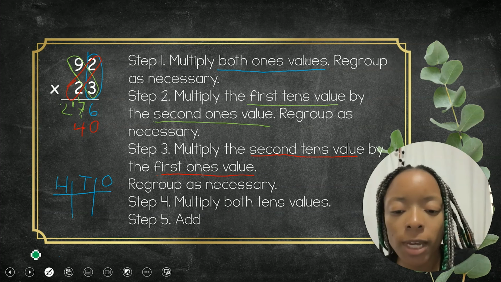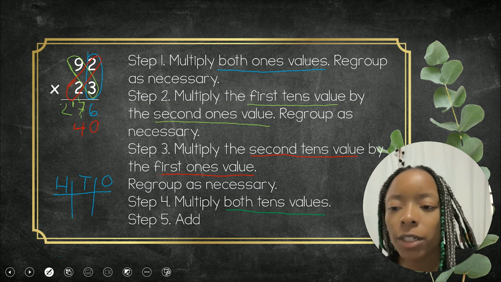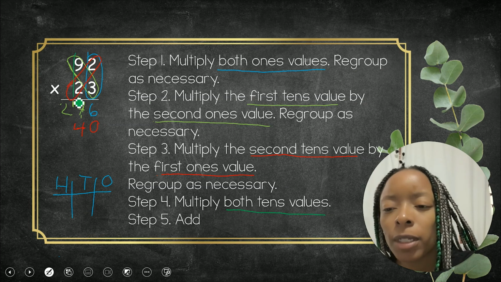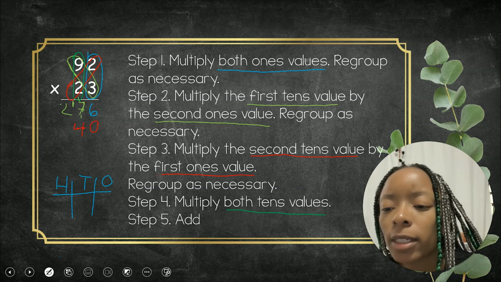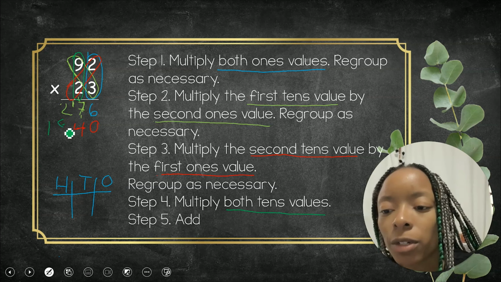We're going to multiply both of our tens values. That's going to be 9 and 2. 9 times 2 is 18. There's nothing in the hundreds, so we're not going to regroup. We're just going to write our 18.